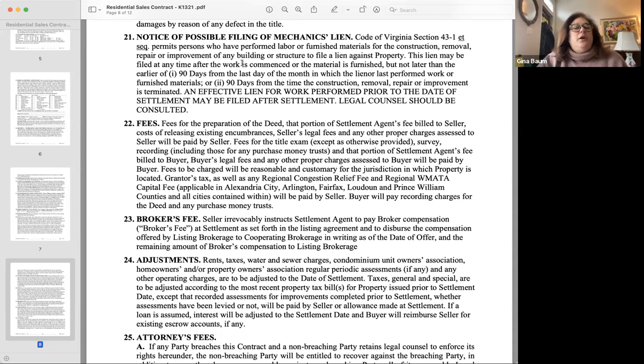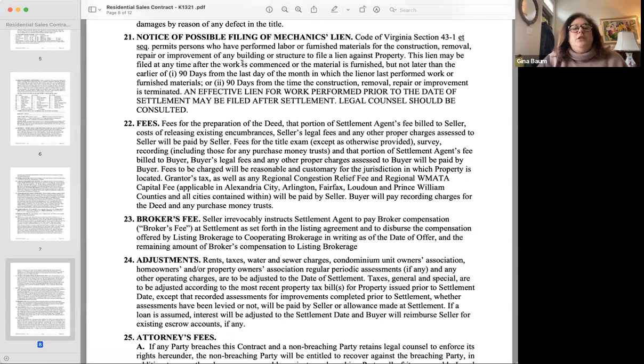This lien may be filed at any time after the work is commenced or material is furnished, but not later than the earlier of 90 days from the last day of the month in which the liener has performed work or furnished materials, or 90 days from the time the construction, removal, repair, or improvement is terminated.